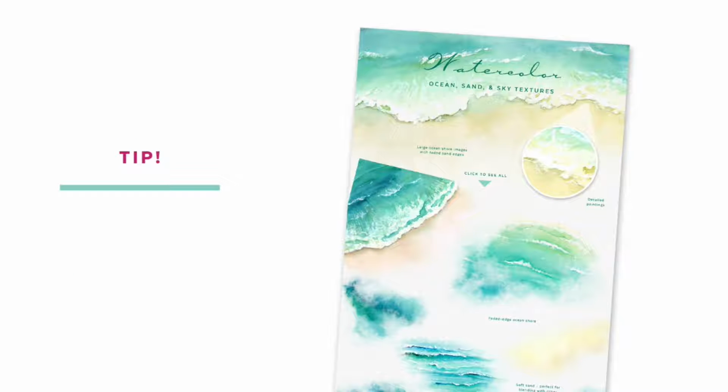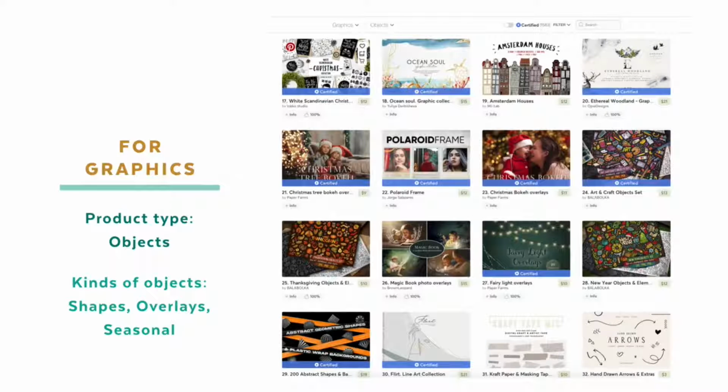Something to consider as you are creating a product is if you are creating a watercolor graphic set, for example, include things from these other product types in the set as a bonus feature of your product if it pairs well with what you are creating. There are also object graphics, and these include shapes, overlays, and seasonal elements.